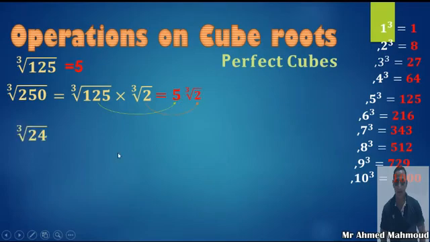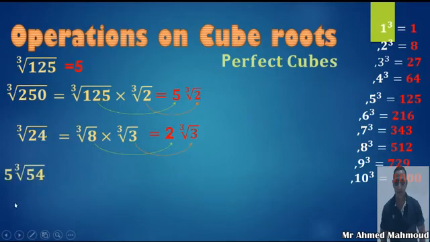Another example, cubic root 24. 24 is not a perfect cube, but 24 equals 8 times 3. Then this will be cubic root 8 times cubic root 3. Cubic root 8 will be 2, and we leave cubic root 3 as we see here. It will be 2 cubic root 3.